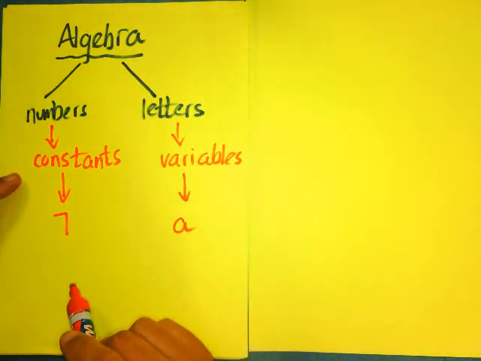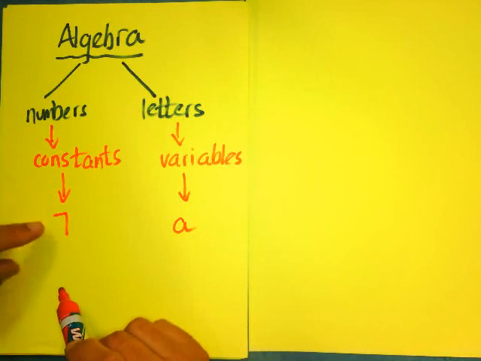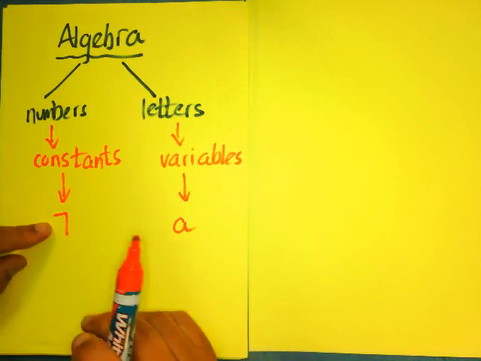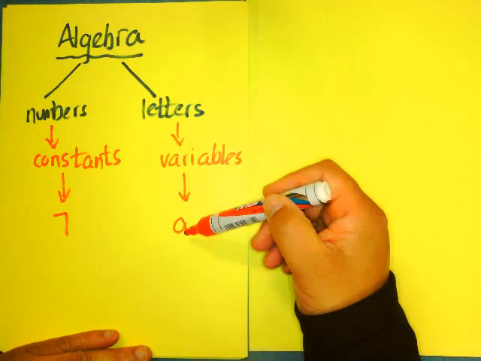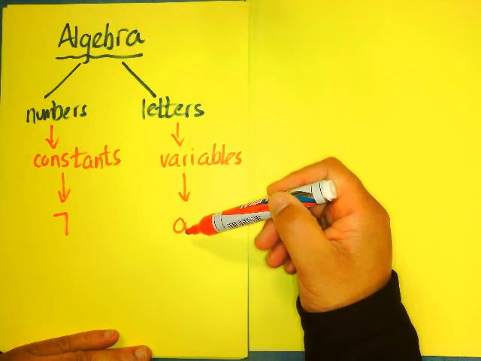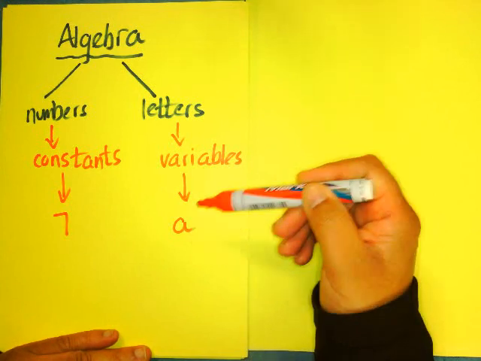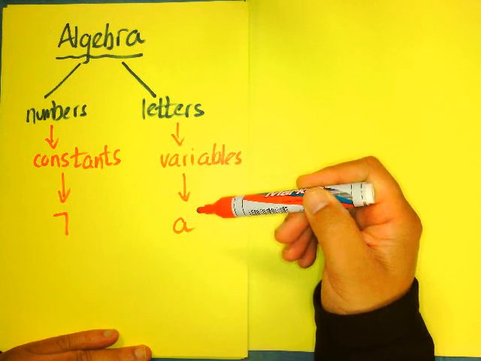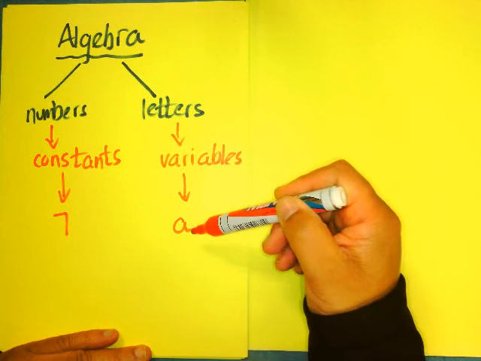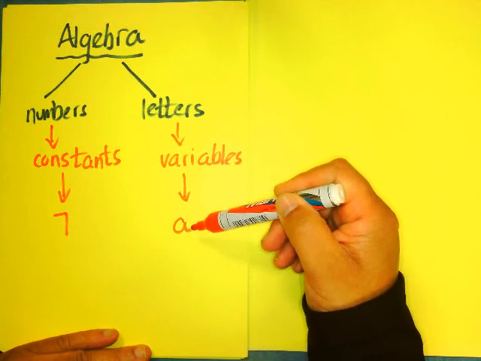The reason why I refer to the 7 as a constant is because the value of the 7 is constant, it doesn't change. It can't be 6, it can't be 8. Why do we refer to this as a variable? Because A can change depending on the sum. You can say 7 plus A is equal to 10, then A is equal to 3, or you can say 7 plus A is equal to 15, then A is equal to 8.